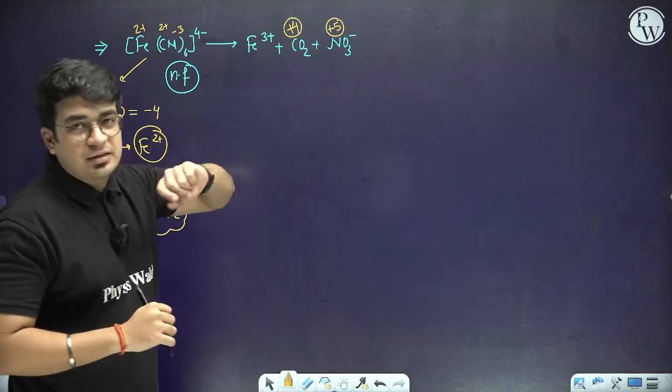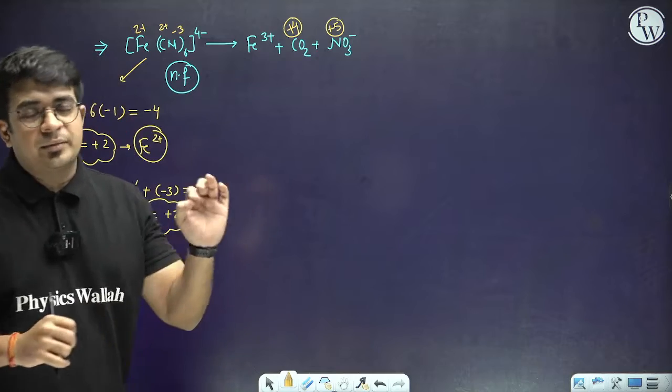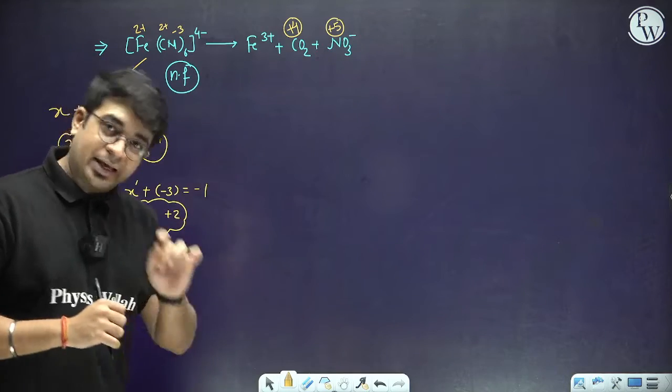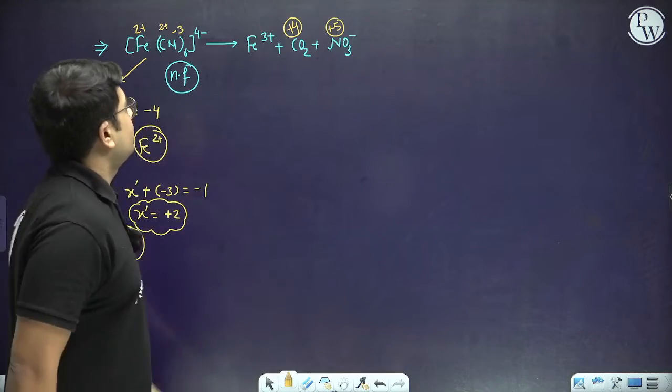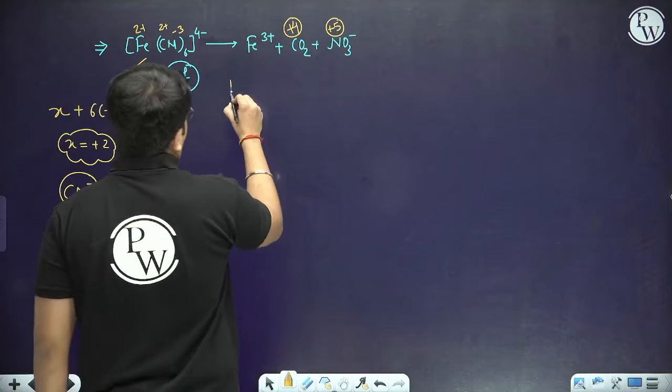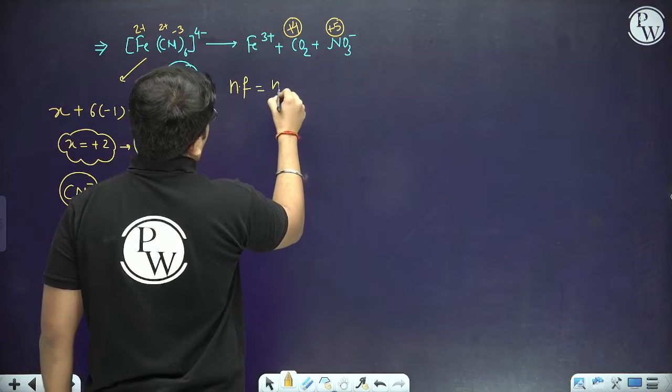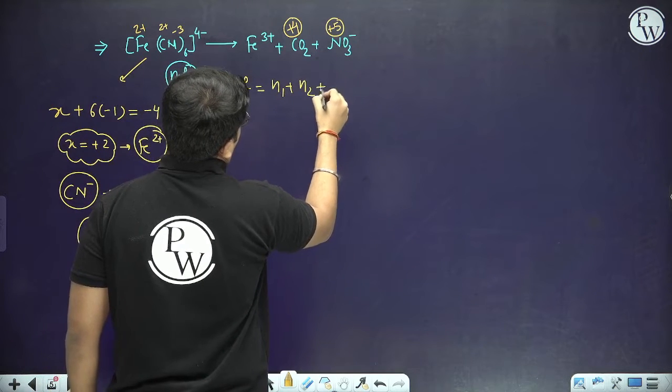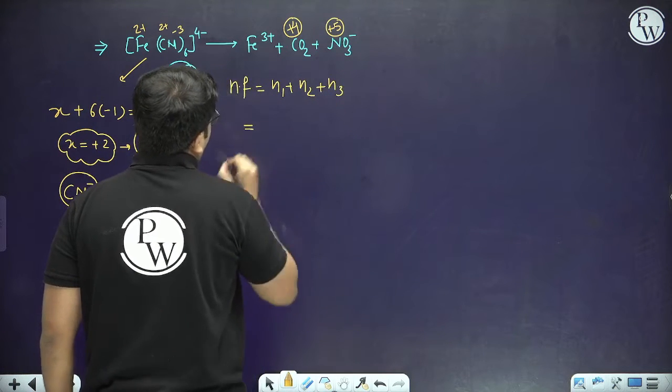NO3 negative means nitrogen X plus 3 multiplied by -2 will be equal to -1, X will be equal to 5. So that will be +5. So every species is oxidizing in nature. So N factor total will be N1 plus N2 plus N3. So you have to calculate what is N1.